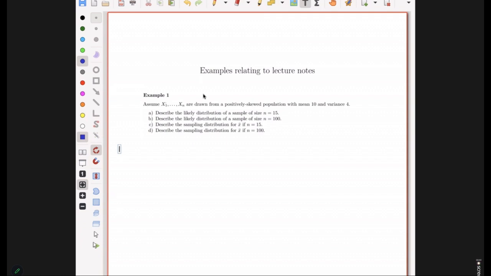Yeah, so it's specifically where one tail of the distribution is longer than the other.